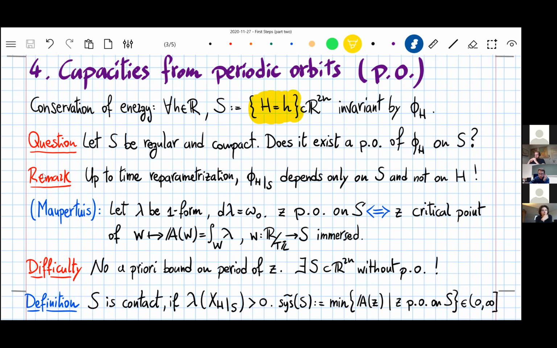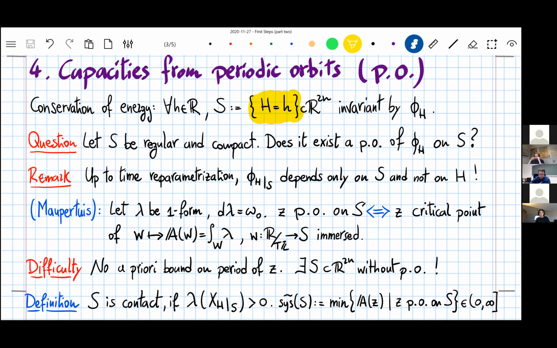Then one of the foundational results is that if you look at orbits on this particular energy surface, then up to time reparametrization they are determined only by the surface, not by the Hamiltonian. So if I take another Hamiltonian, call it h prime, having S as energy surface, then the two flows, phi h and phi h prime, are the same up to time reparametrization. This means the orbits traced on the hypersurface are the same geometrically, and if one is periodic, then the other is also periodic. So the problem of looking for periodic orbits depends only on the surface.